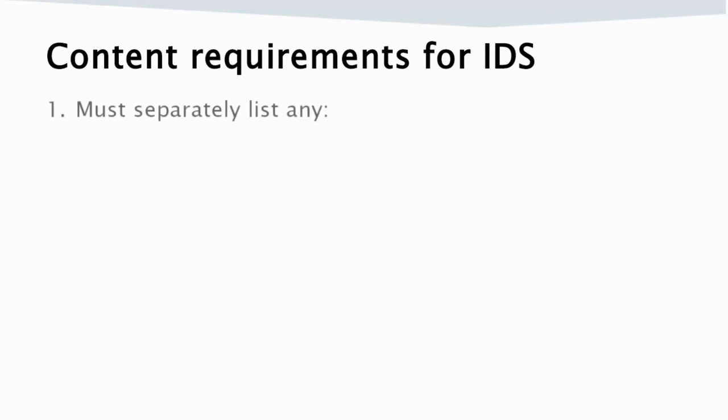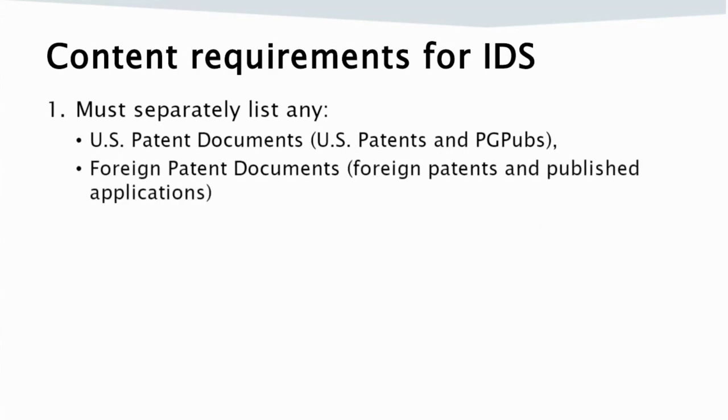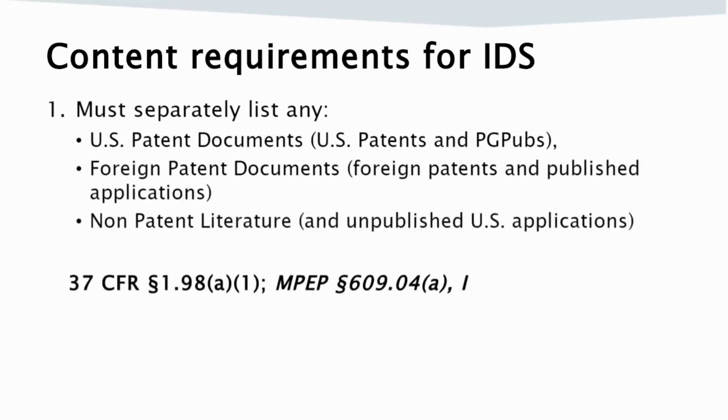The first requirement under 37 CFR 1.98(a) is that all U.S. patent documents, foreign patent documents, and non-patent literature, NPL, must be listed separately on the IDS form. Note that when we discussed the sample IDS form on slides 5 and 6 at the beginning of the presentation, each of these sections was separate on the IDS form PTO/SB/08A.